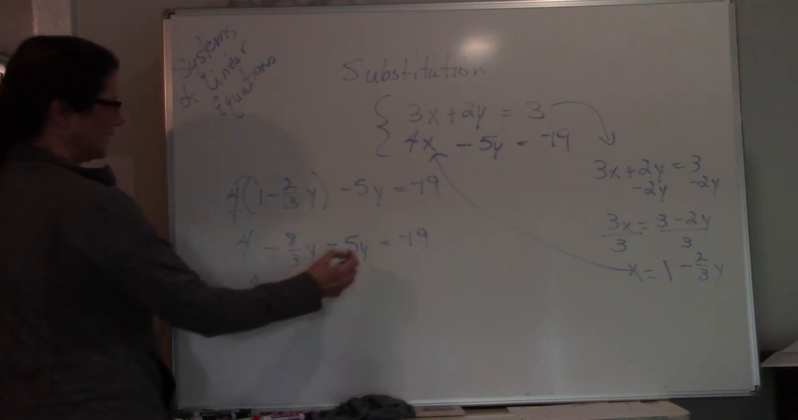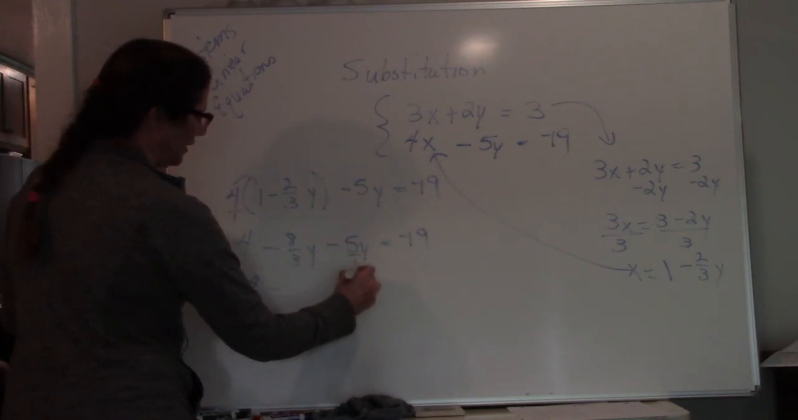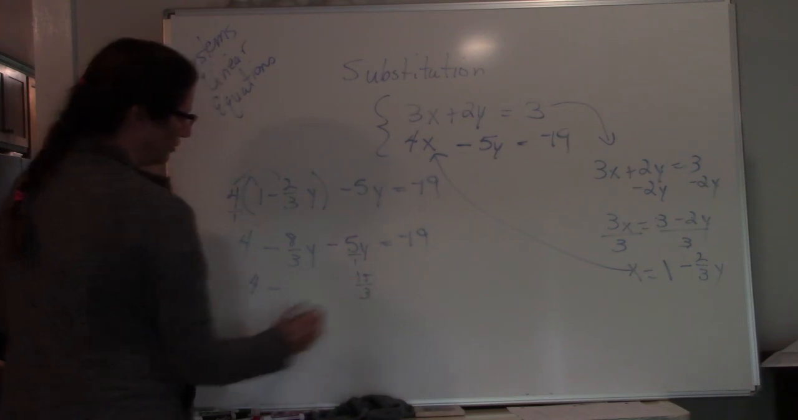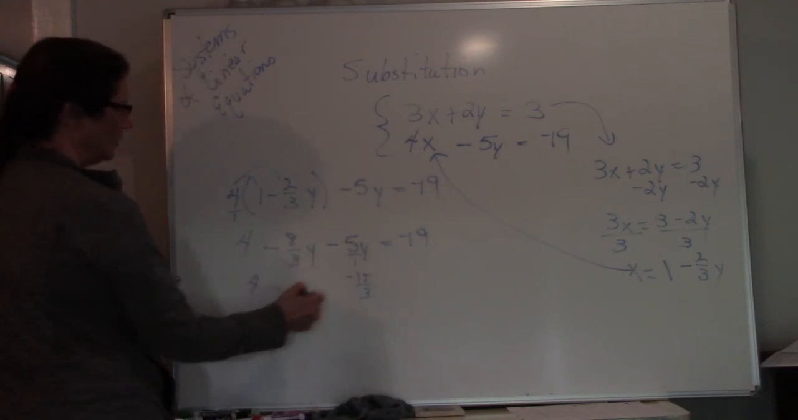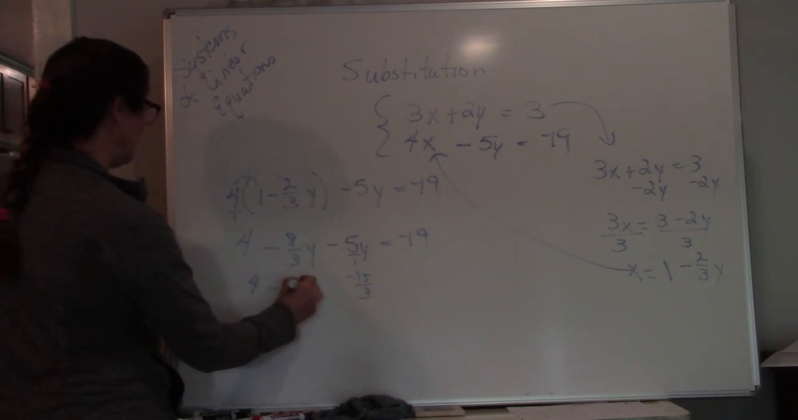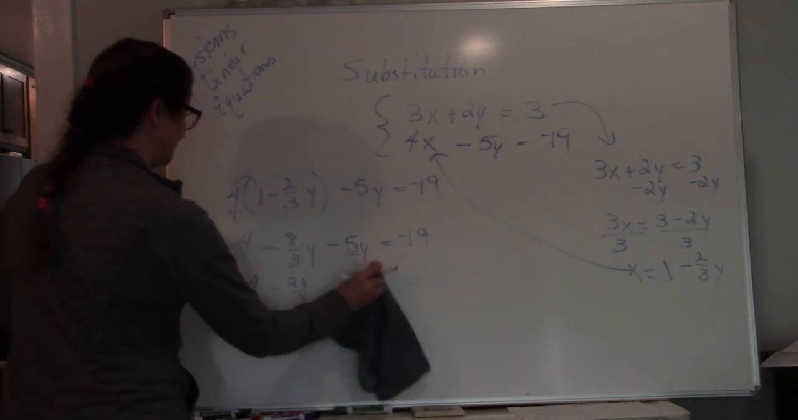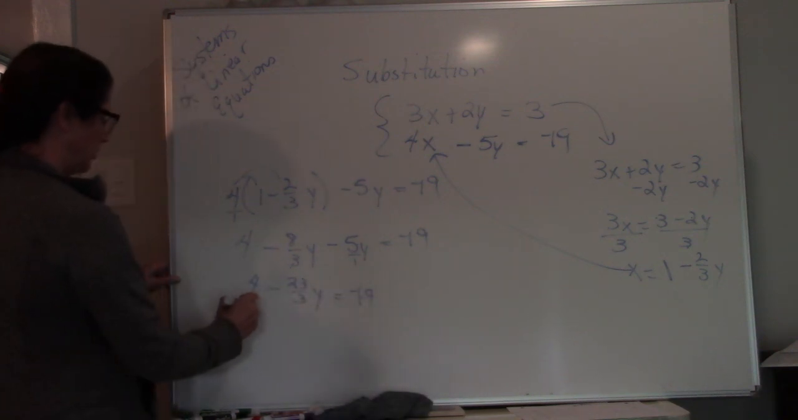4 minus, and I'm going to add these two together. Well, I have to get a common denominator. So this 5y ends up being -15/3, and all I did is I multiplied my whole number times my denominator. So -15 and 8 is a -23/3 y equals -19. Now I'm going to solve for y.